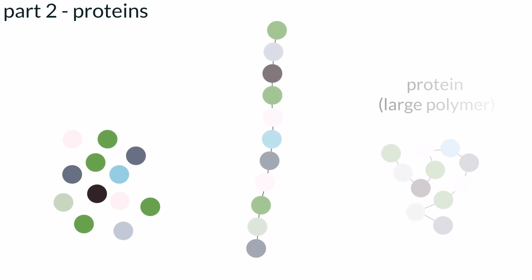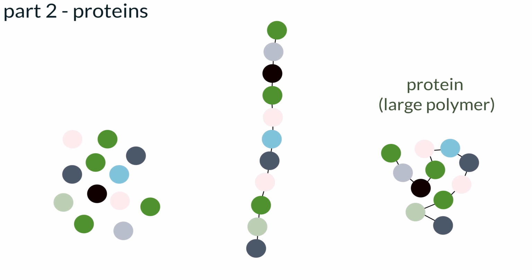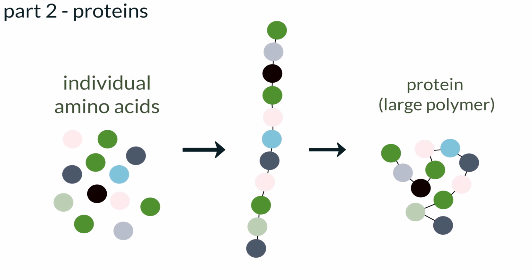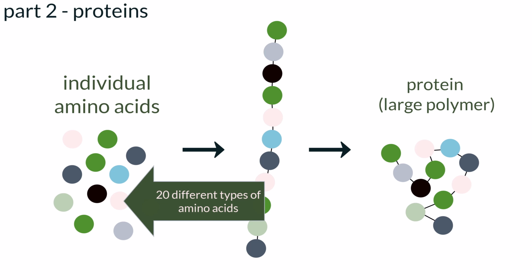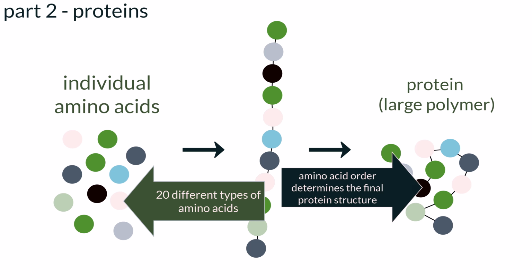Proteins are large, complex polymers. They are made when cells connect amino acids together. There are 20 different types of amino acids. The number, types, and order of amino acids ultimately determines the shape, structure, and function of a protein.